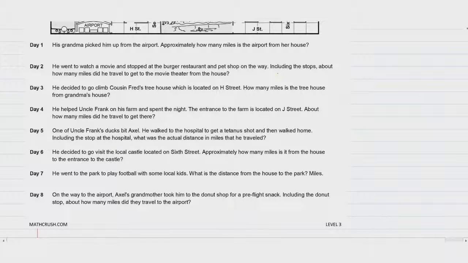All right, welcome back. You were supposed to do day 6, day 7, and day 8. Day 6, he decided to go visit the local castle located on 6th Street. Approximately how many miles is it from the house to the entrance to the castle?